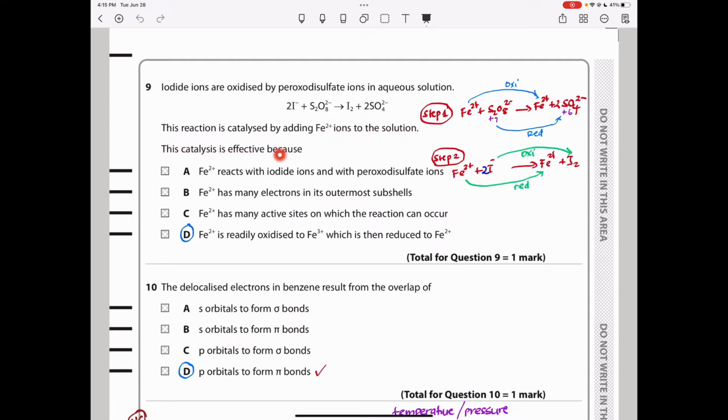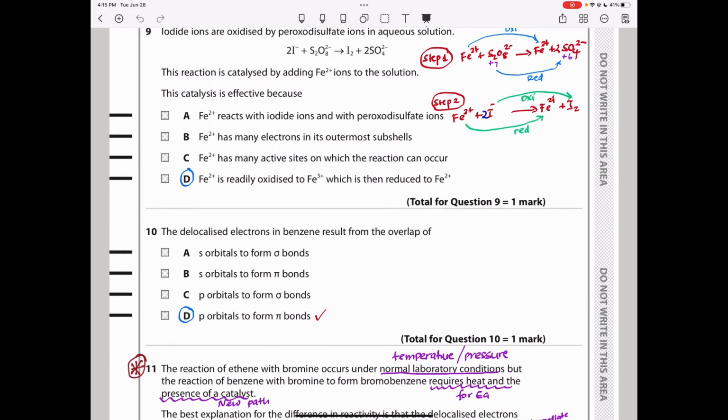This catalyst is effective because iron(II) can be oxidized in the first step, and then it can be reduced. Yes, actually, this is a good way to reason why some transition metal ions act as catalysts, because they can be either oxidized or reduced. So the answer here should be D.